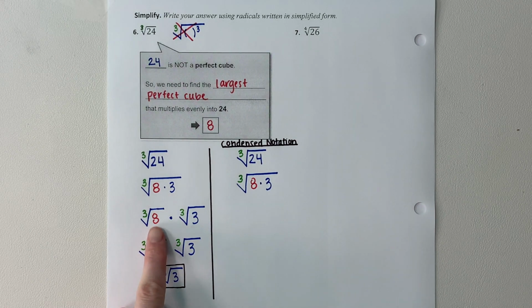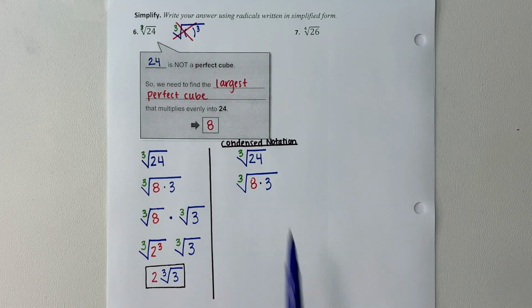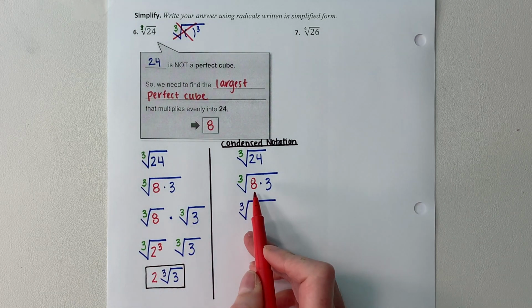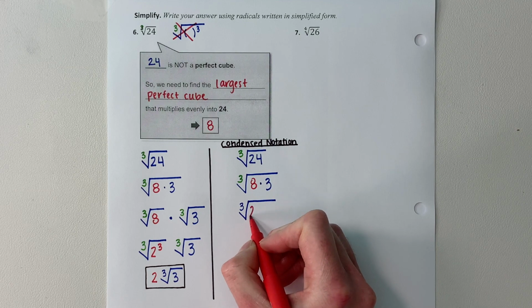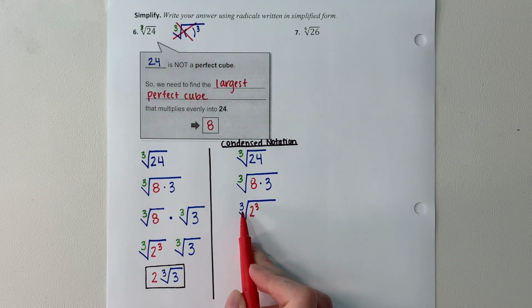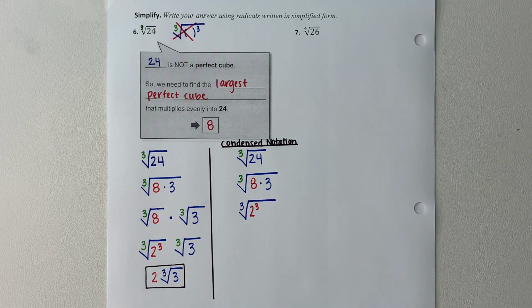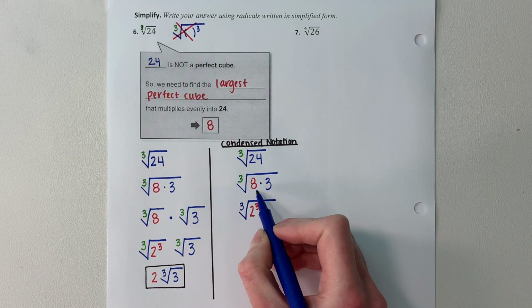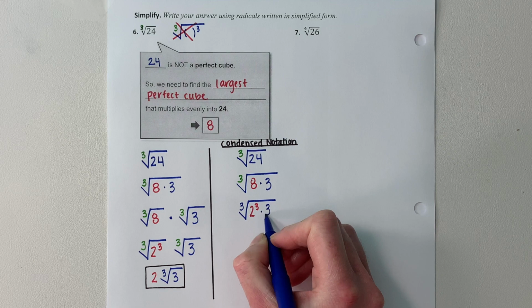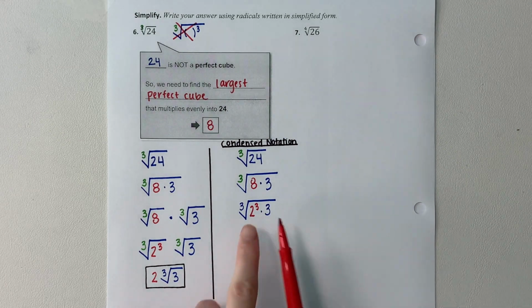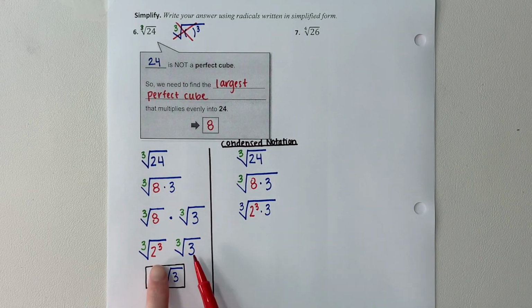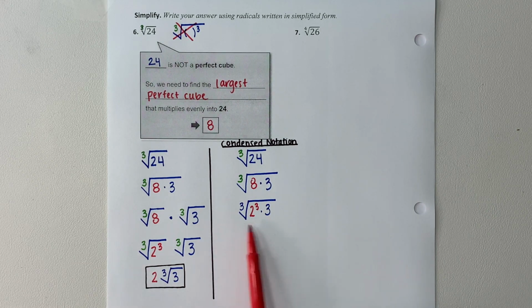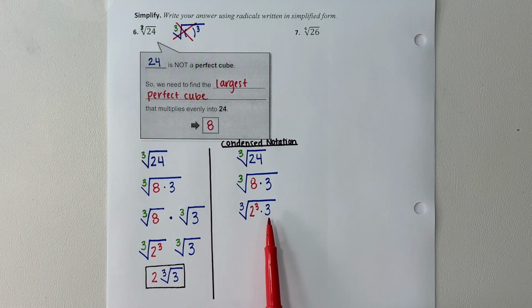But as we did over here, we rewrote 8 as 2 cubed. We want to do the same with the condensed notation. So 8 is a perfect cube, and we want to write it as 2 cubed, because then the cubed root and the cube power will cancel. 3 was not a perfect cube, it was just the leftover after we pulled out the largest perfect cube, so we just keep the 3 as is. Now, if we broke this apart into two separate radicals, we'd have this exact same step over here. But with the condensed notation, we just keep it all written underneath one radical.